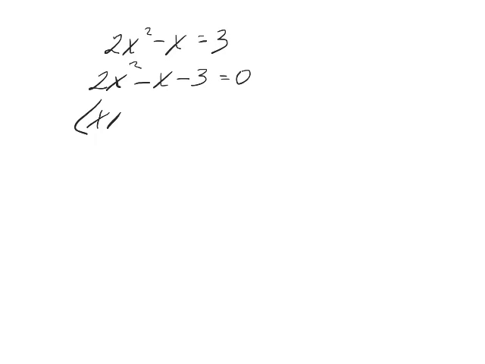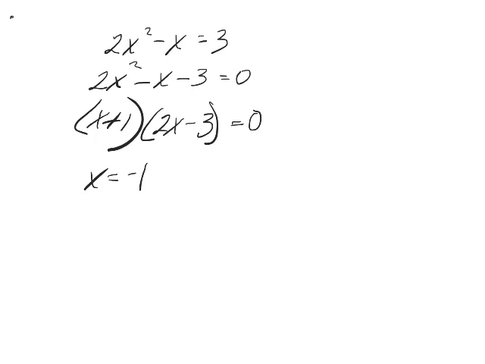But they give us our first example of 2x squared minus x equals 3, and we put it in standard form so that we can solve it. And we set it equal to 0 because, again, we're looking at where the graph crosses the x-axis. So we go ahead and do the math in this, and we get x plus 1 and 2x minus 3, and that equals 0. So x equals -1 or x equals 3 over 2.